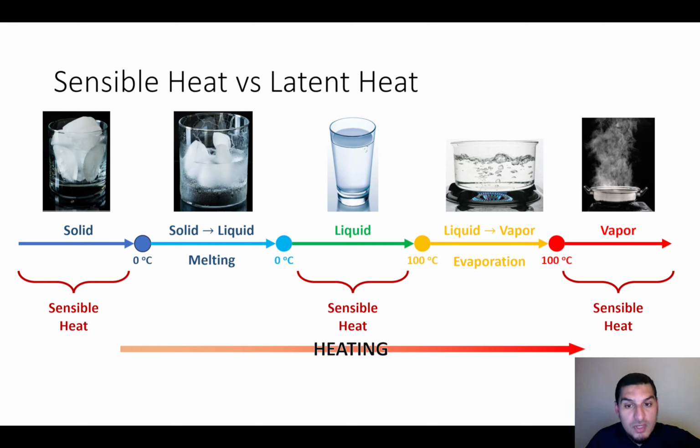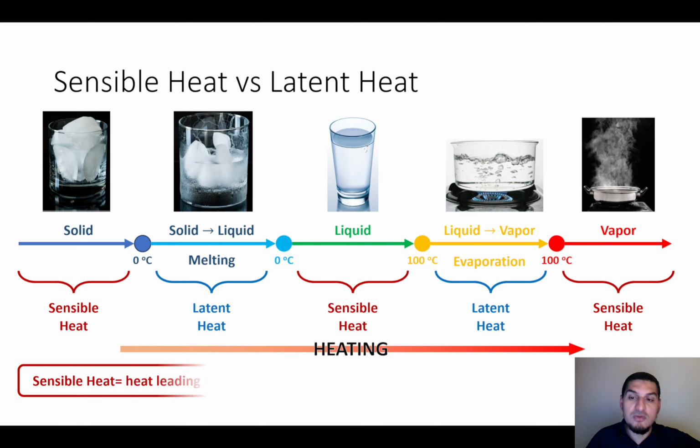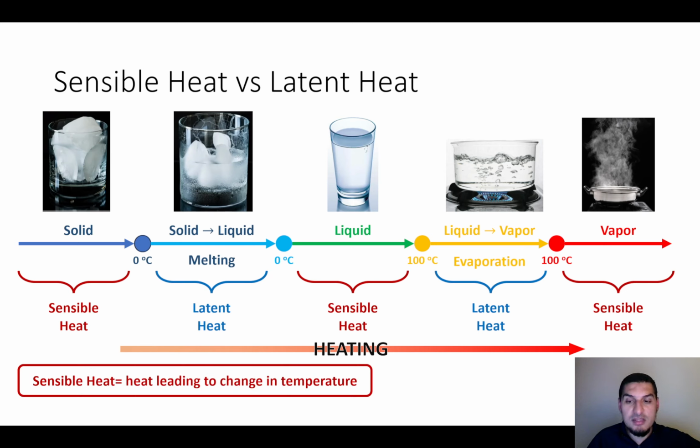The other type of heat, which results in phase change with no change in temperature, we call latent heat. So this is a very important thing. The latent heat results in phase change with no change in temperature, while the sensible heat is the heat that leads to a change in temperature with no change in phase.